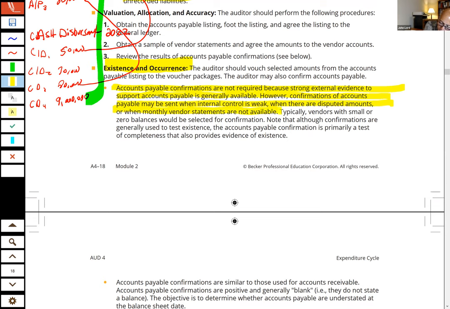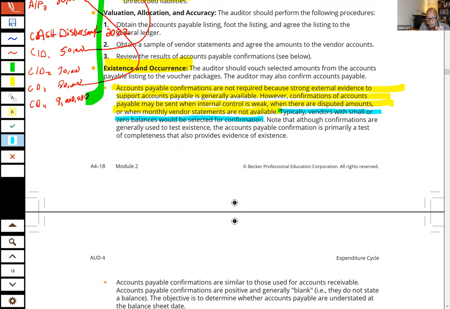Now, they're telling us here that typically vendors with small or zero balances should be selected for confirmation. And when I looked at this, I was like, then why do we have it under the existence assertion? If we're looking for ones that are small or zero, we're not looking to see if they should be less than zero. We're looking to see if they should be more than zero. So Becker said, well, but confirmation has to be under existence.